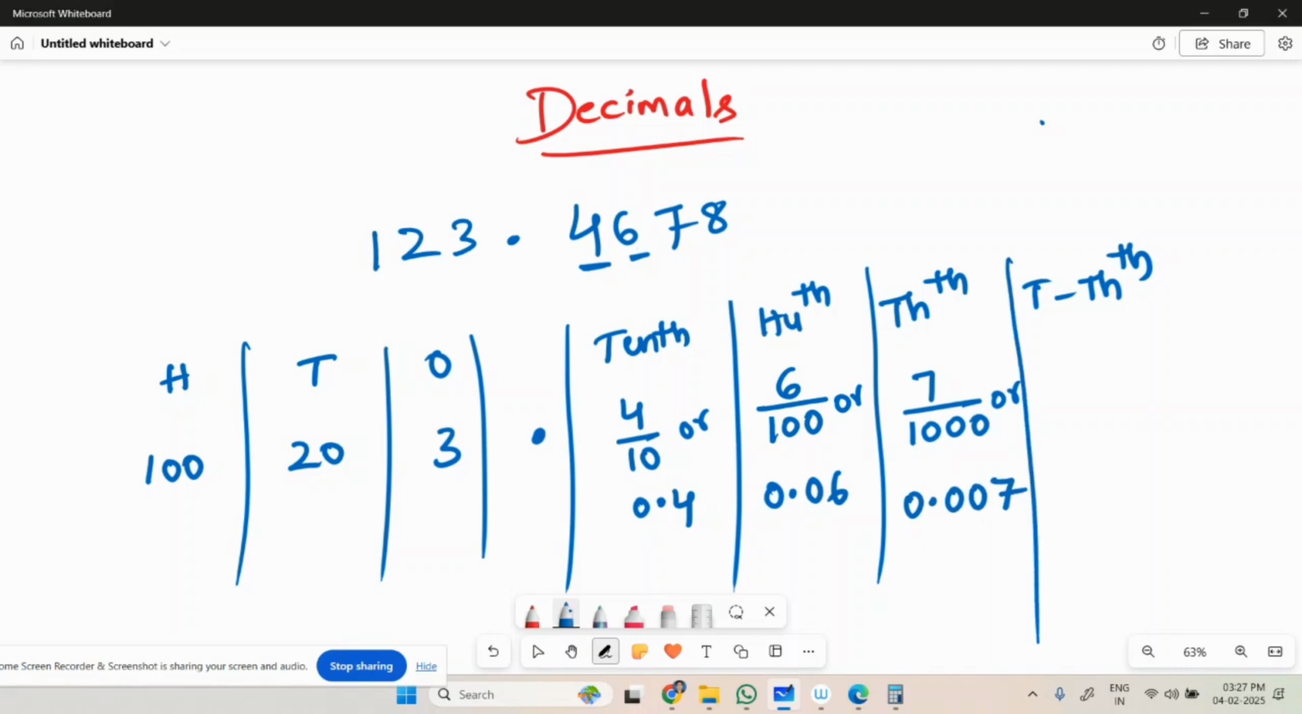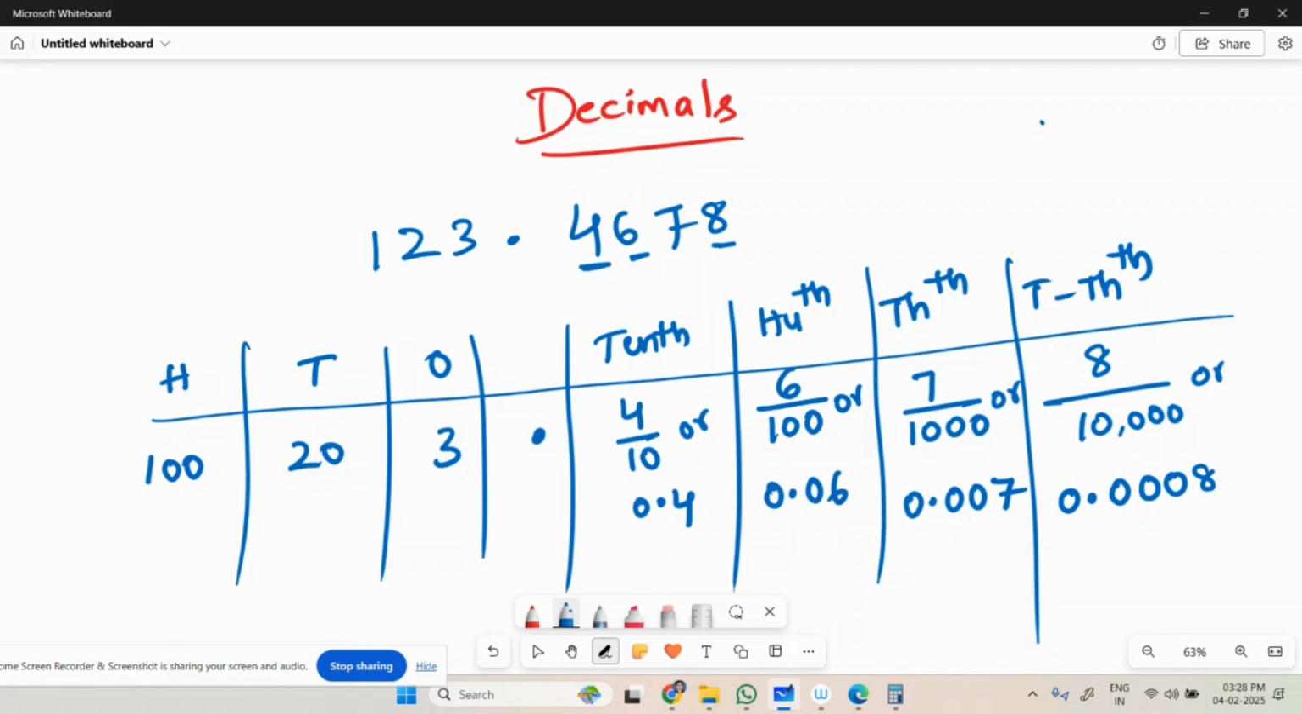Now 8 is at the ten-thousandth place. Now we write it as 0. No tenths place, no hundredths place, no thousandths place. At the ten-thousandth place, 8 we will write. So this is how we write the place values of decimal numbers.